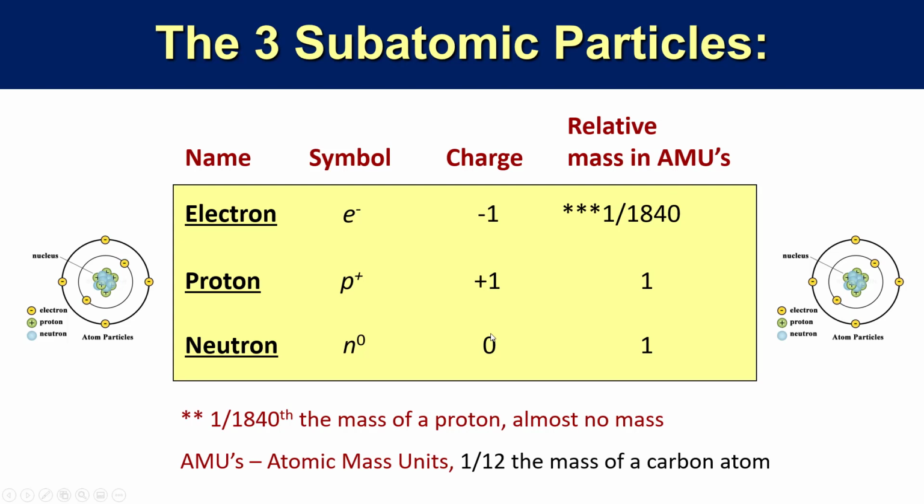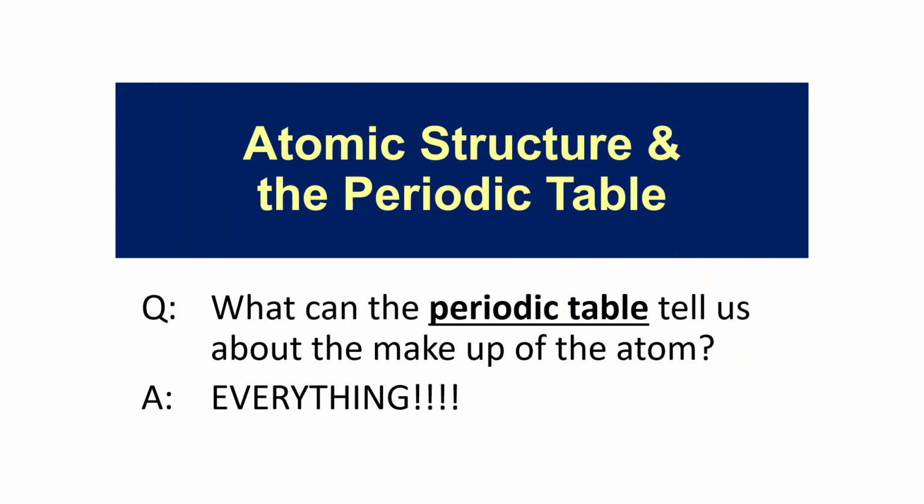But even though it has no charge, it has the same mass, or virtually the same mass, as a proton. So remember, when we say all the mass of the atom is made up of protons and neutrons, this is why, because electrons have virtually no mass. Now that we've got an introduction and some background out of the way, let's start to talk about what the periodic table can tell us about the structure of an atom.